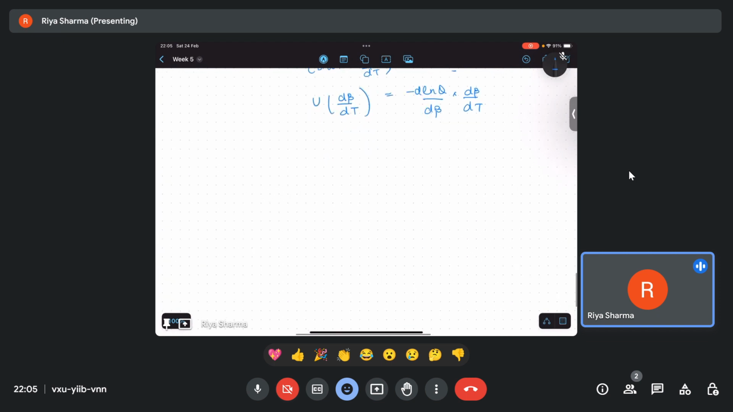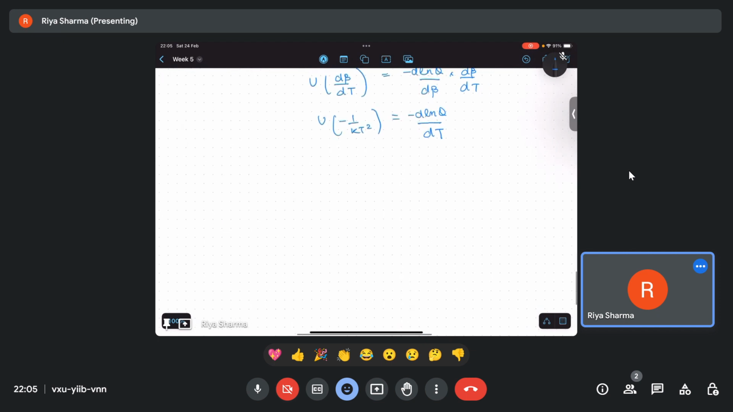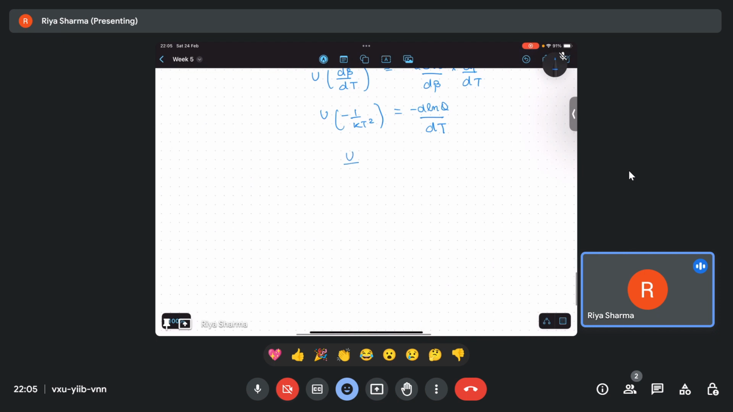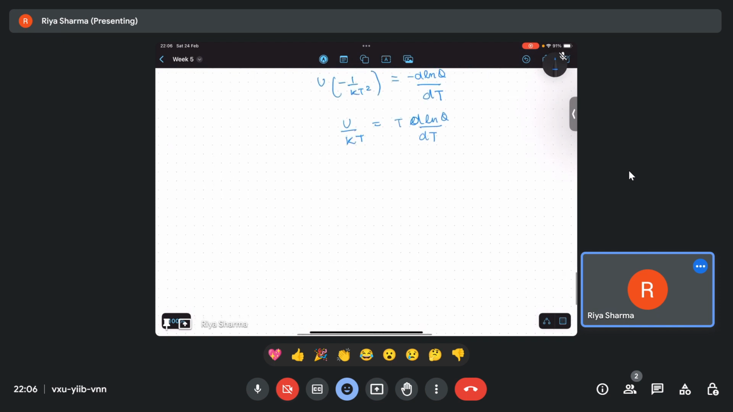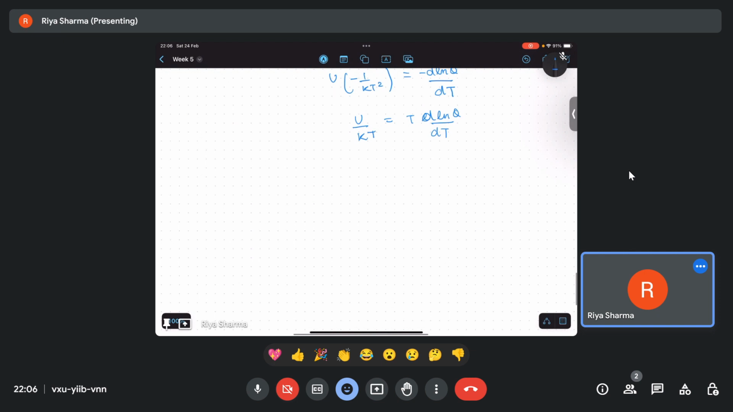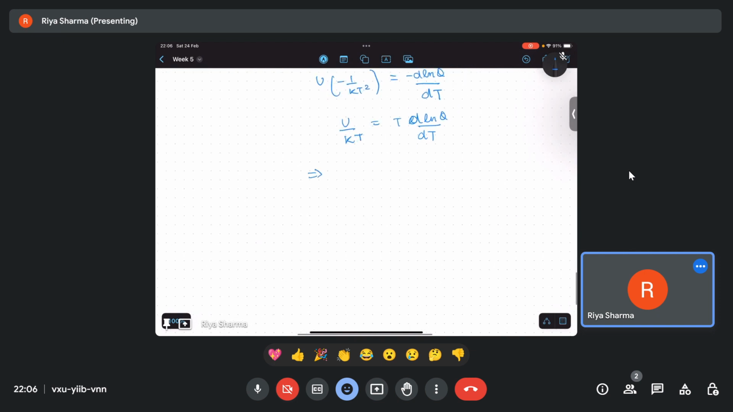So we are at 1 by kT square is equal to minus d ln of Q by dT. So U by kT is equal to T d ln of Q by dT, which implies U is equal to kT d ln Q over d ln T, where d ln T is 1 by T.